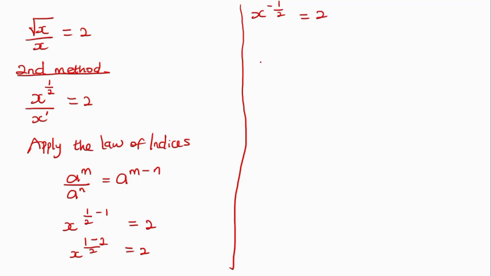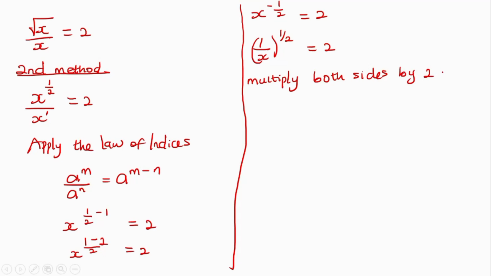So once we have this right here, we know that x to the power of minus 1 over 2 can also be written as 1 over x to the power of 1 over 2, which is equal to 2. So the next thing we want to do is to raise both sides to the power of 2. So raising both sides to the power of 2, we have that 1 over x to the power of 1 over 2, all raised to the power of 2, is equal to 2 raised to the power of 2. So this is going to cancel this right here, and we have that 1 over x is equal to 2 raised to the power of 2, which is going to give us 4.